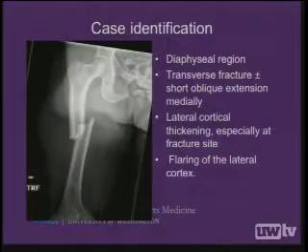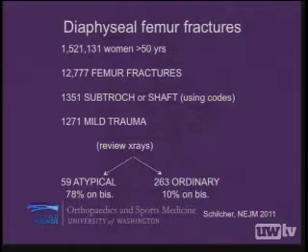So the case identification: diaphyseal region, transverse fracture. You can get a little beak here. You can get a little bump or something there, flaring. And you have to be careful that when you do your studies, you use the right cases. So this is a group that actually looked at the cases. And this was the one that was just reported, and it's from Sweden.